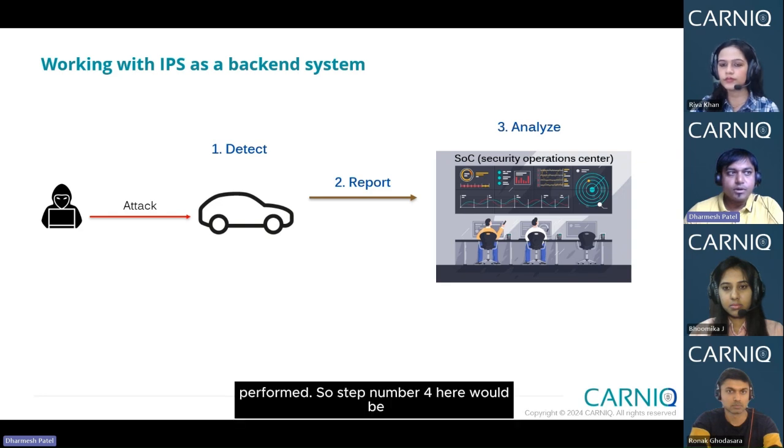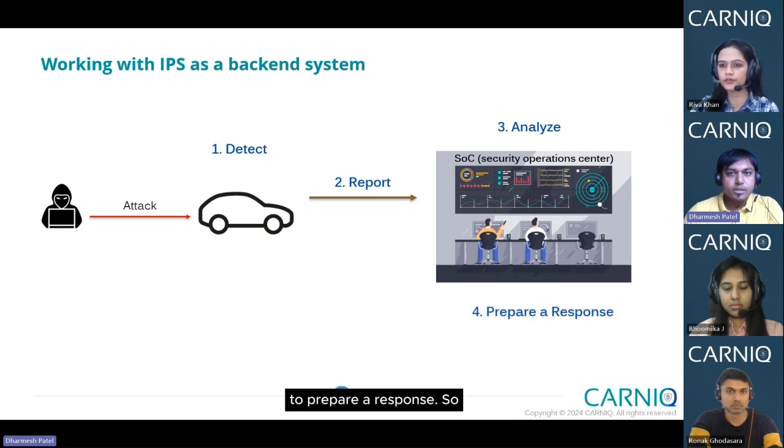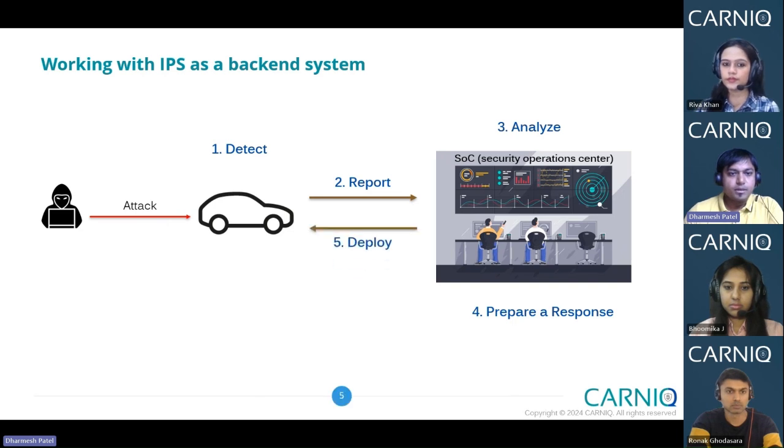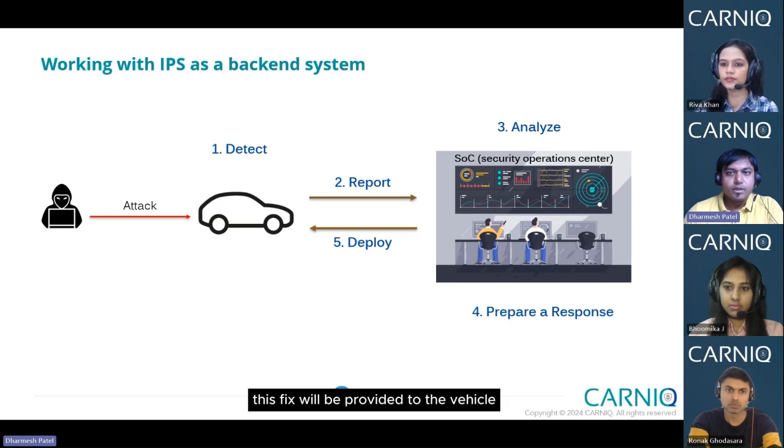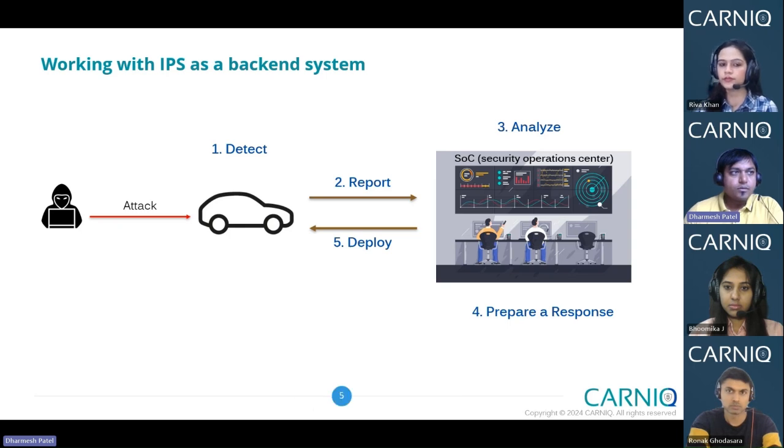So step number 4 here would be to prepare a response. Once this response is prepared, the next step would be to deploy that fix into the vehicle. Generally, for most vehicles, this fix will be provided to the vehicle via OTA or some kind of software patches. So this is how the IPS works as a backend.